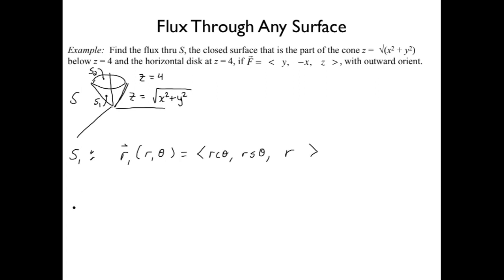All right, for S2, R2 is going to be in terms of r and theta again. What's the x component going to be? r cosine theta, right? Because we need all the points all the way around and all the way from the center out to the edge. We need all those points filled in there. And then z is 4.